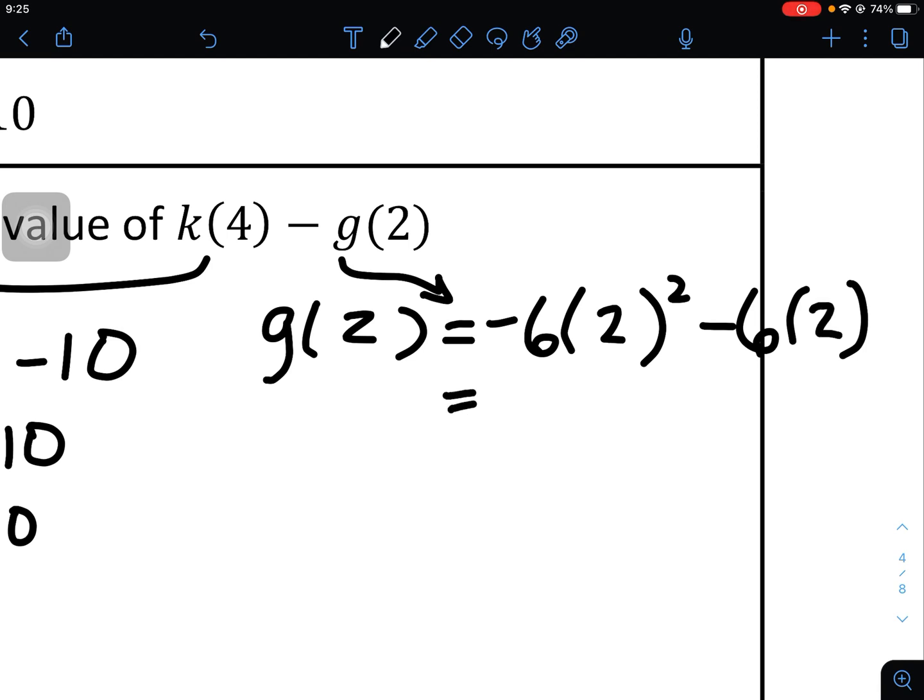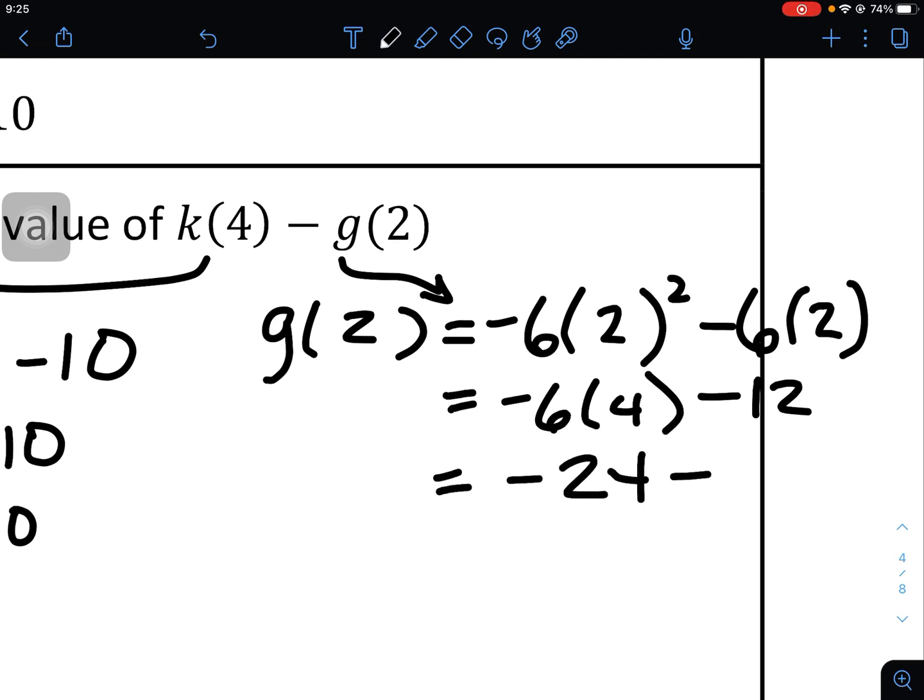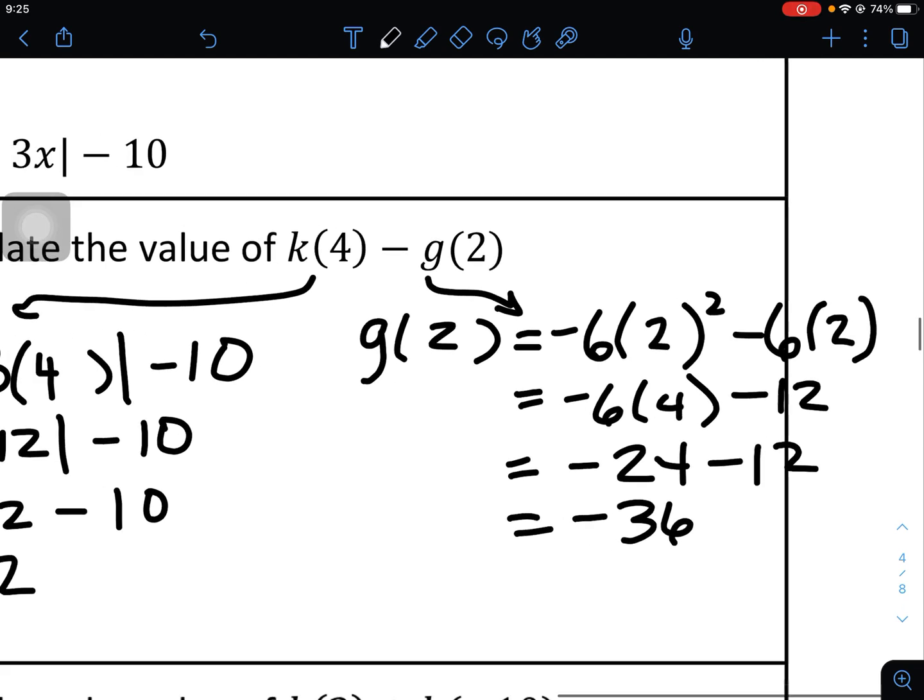So 2 squared is 4. Let's multiply it. -6 times 4 is -24. And -6 times 2 is -12. When I subtract 12 from that, I'm left with -36. So g of 2 is equal to -36. And this is an ordered pair: the x value is 2, and my output, the y value, is -36.